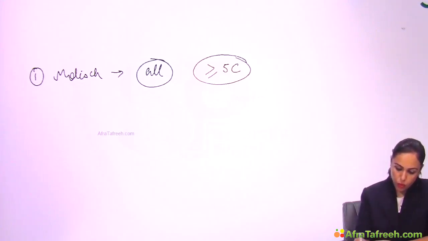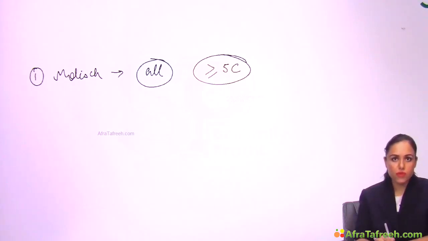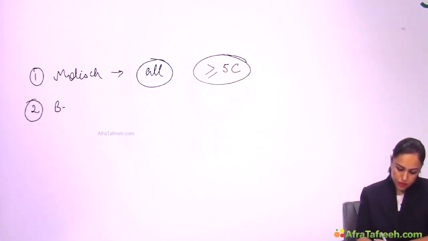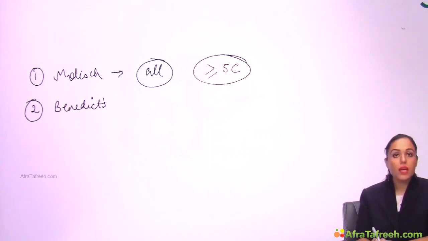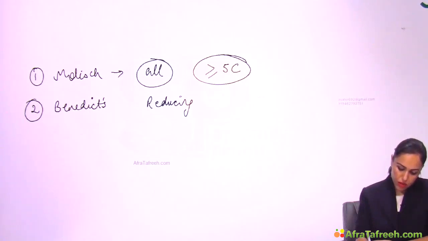Now, let's see some tests given by monosaccharides and disaccharides. First I'm going to take is Molisch test. Molisch test is a general test which is given by all the carbohydrates. But there's one condition, that the number of carbons should be 5 or more. Only then Molisch test will be positive, right? Next is Benedict's test. Benedict's test is given by reducing sugars. So can I say all monosaccharides will give Benedict's positive? Because all monosaccharides are reducing, right?